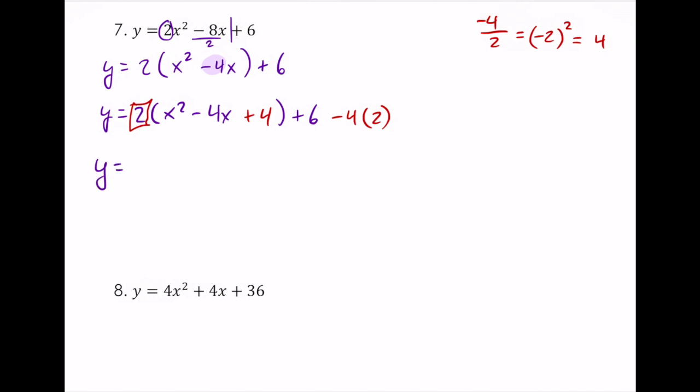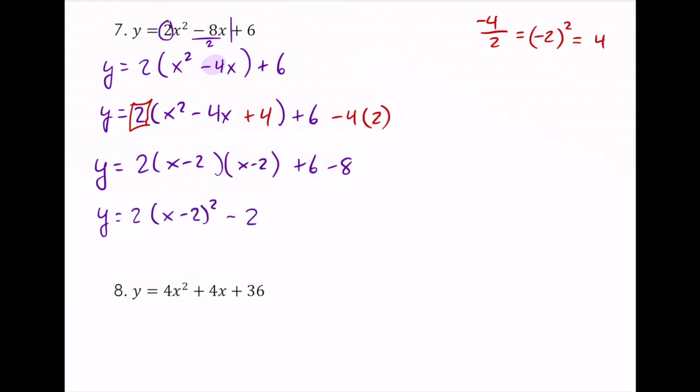We have y is equal to 2, and now we can factor this. So something that multiplies to get 4 but adds to get negative 4. So x minus 2, x minus 2. And then we have plus 6 minus 8. We can simplify that further. So we have y is equal to 2(x minus 2) squared minus 2.